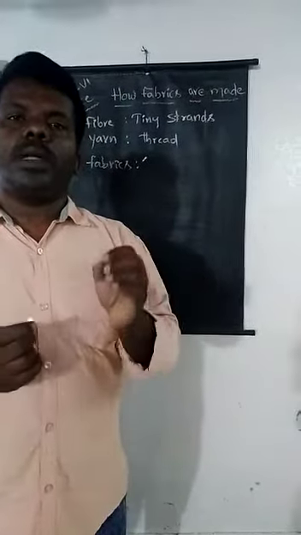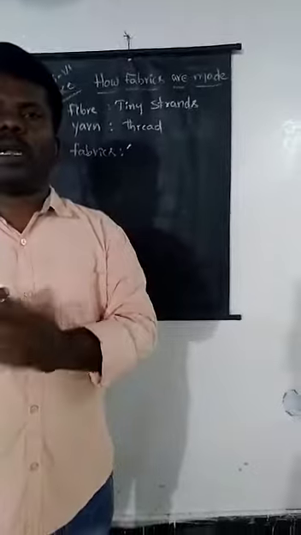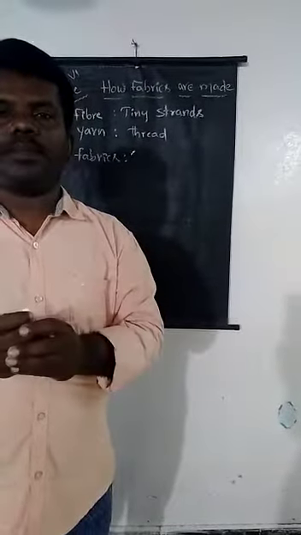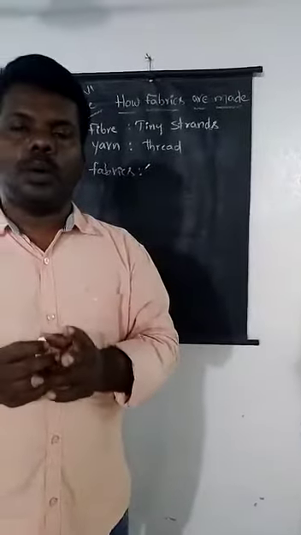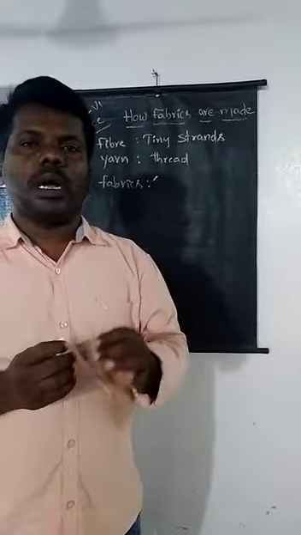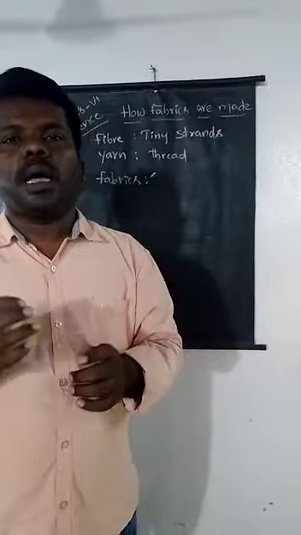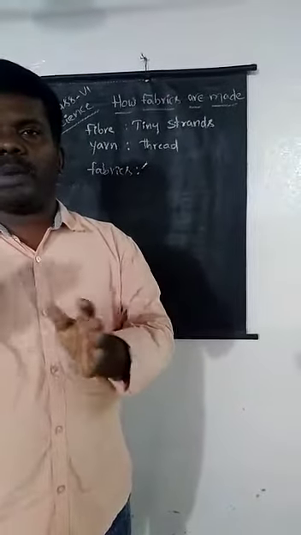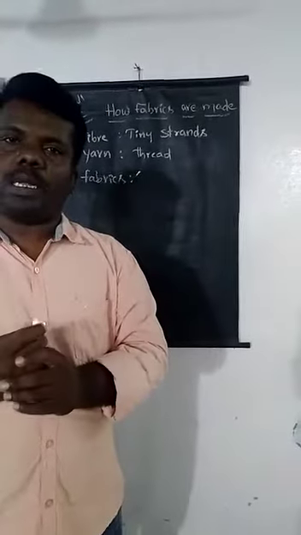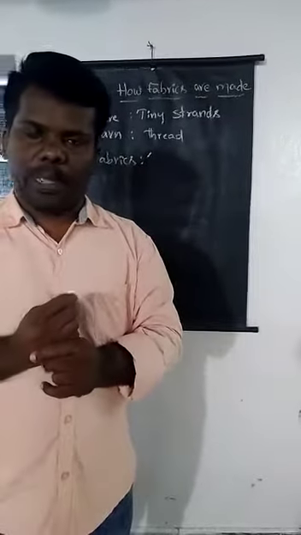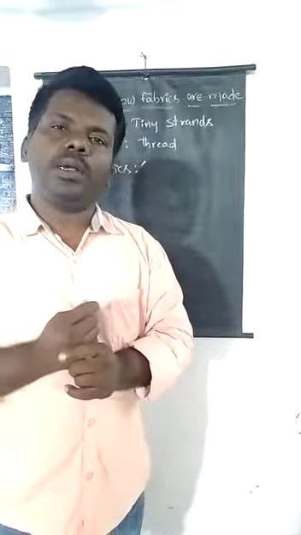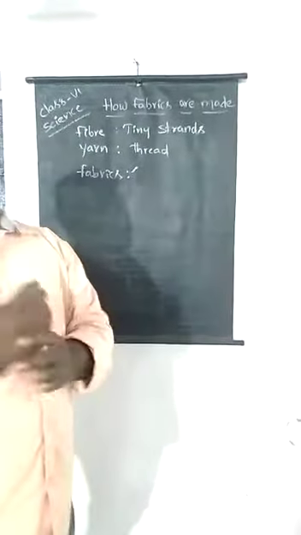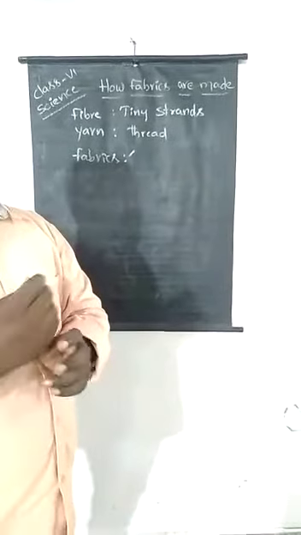We know that there are different kinds of fabrics observed in our daily life. The different types of fabrics are silk, wool, cotton, jute, nylon, rayon, acrylic, polyester, etc. These are the different kinds of fabrics used in our daily life. And then, continuing the topic, what are the different types of fabrics based on the different weather conditions?